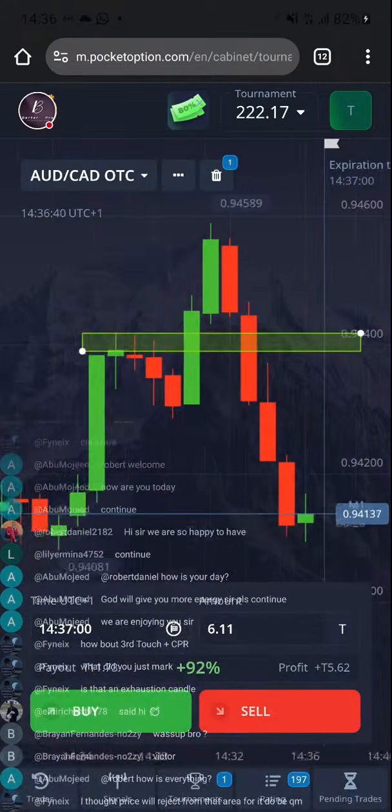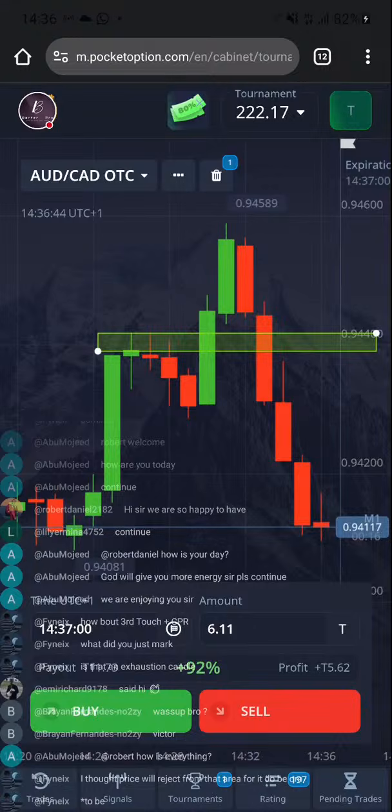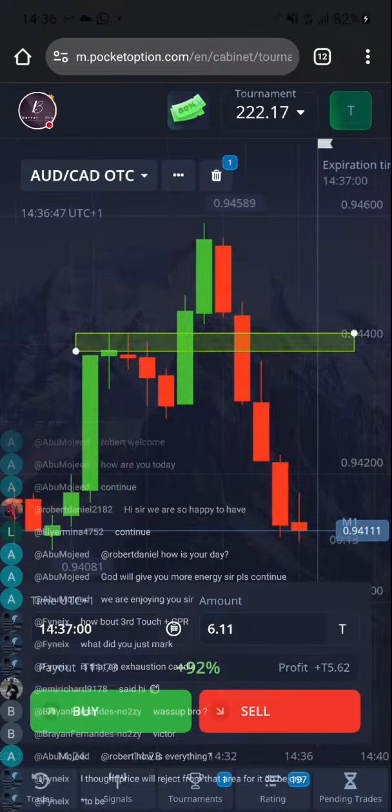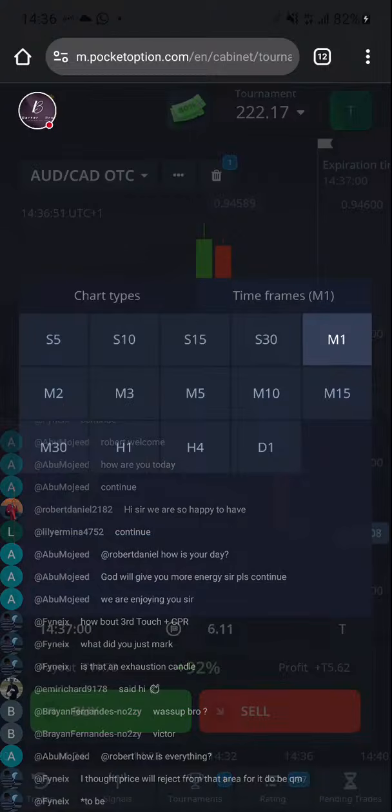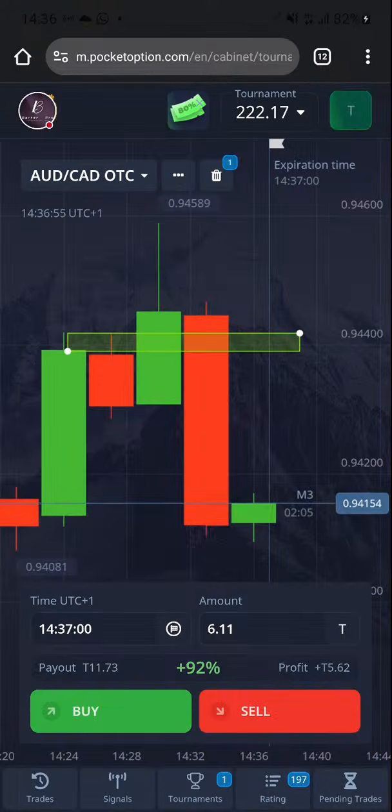So, here we go. This ABC to the upside, we have a push to the downside. This pattern is called the QM. So, the first thing you need to do is to go to higher time frame. We're currently in M1 right now, but we'll click on M3. We're looking for an engulf.